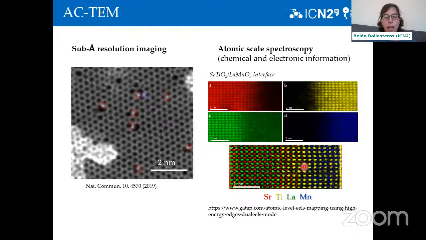Some other examples of things you can do. This is sub-angstrom resolution imaging. This is a graphene sample that has some oxygens, and you can distinguish the oxygens because of the contrast, and also with analysis you can really study the defects in the graphene structure. Or you can do atomic scale spectroscopy and analyze atom by atom where you have the different components. For instance, this is showing the strontium, lanthanum, titanium, and manganese in this sample, in this interface.